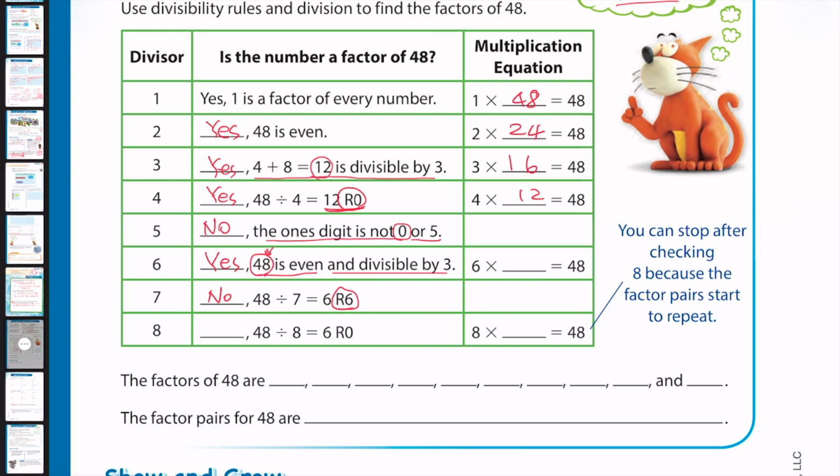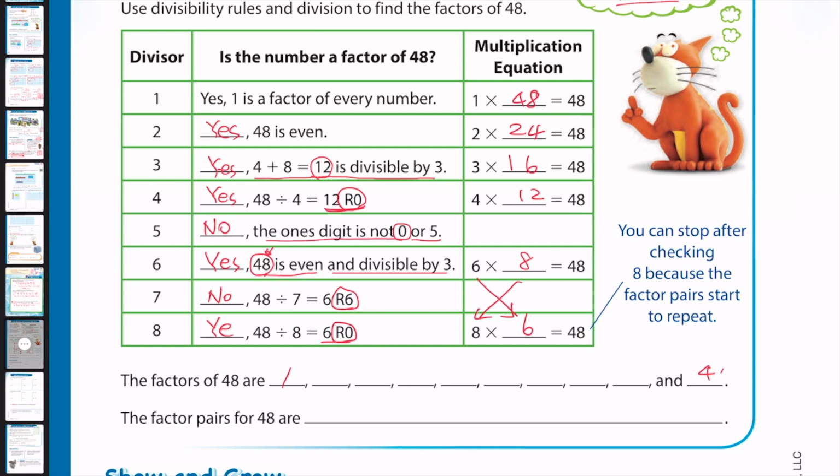Now what about 8? Is 8 a factor of 48? Yes, they gave us already here: remainder 0. That means yes. Oh, I forgot to write it down here. 8 times 6. Same thing, right? They just changed the order.